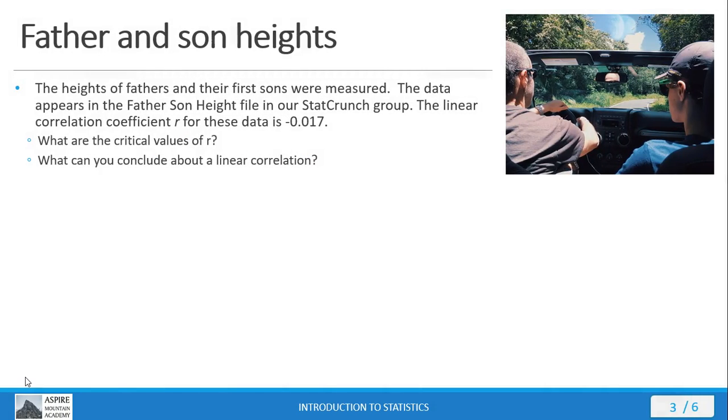Okay, let's look at another example. This one involves the heights of fathers and sons. Someone collected the data and found a linear correlation coefficient of negative 0.017. You can find the data in our class StatCrunch group, so feel free to pause the video here and go open that file so you can follow along in StatCrunch if you like.